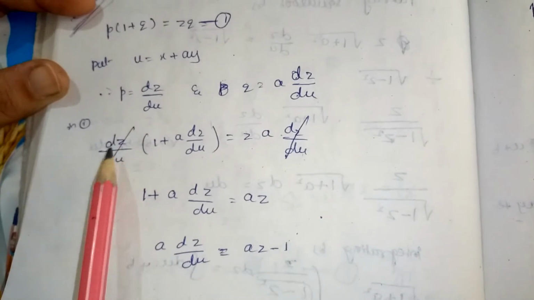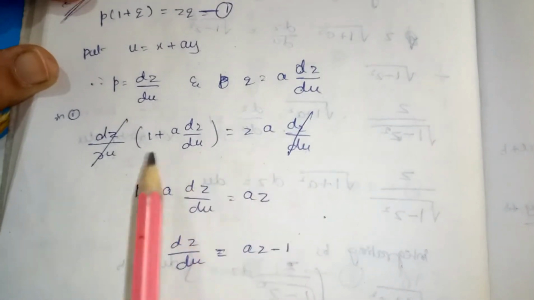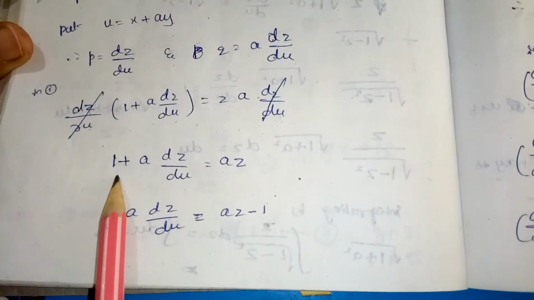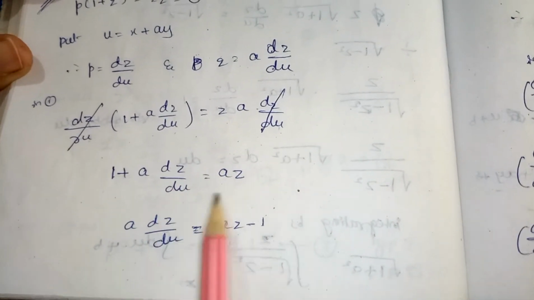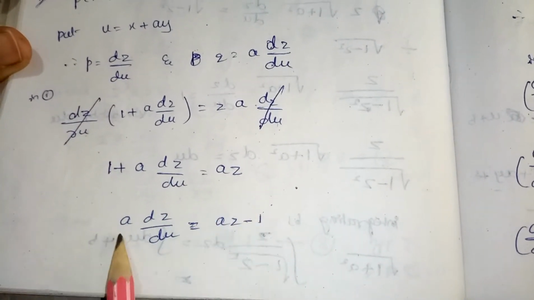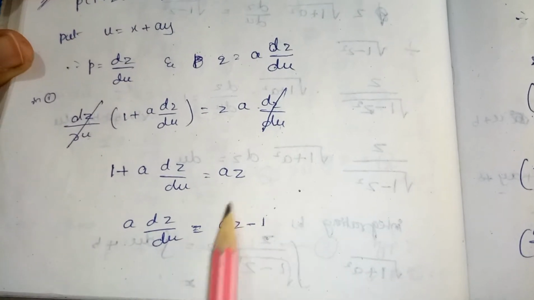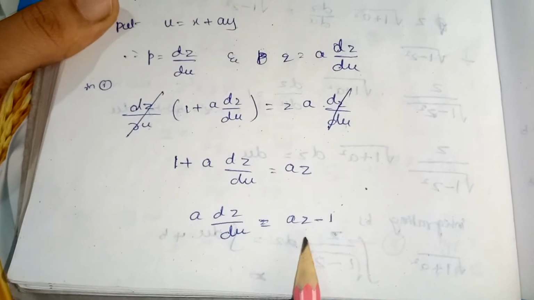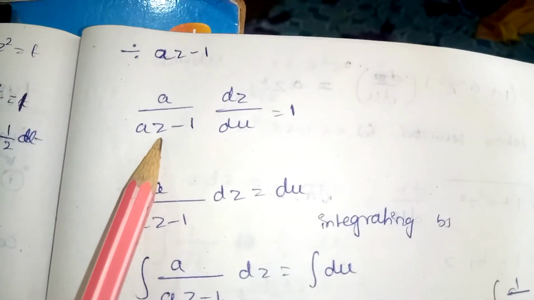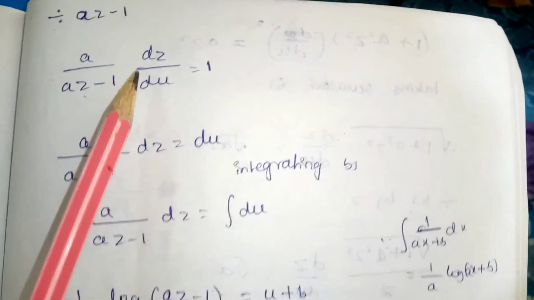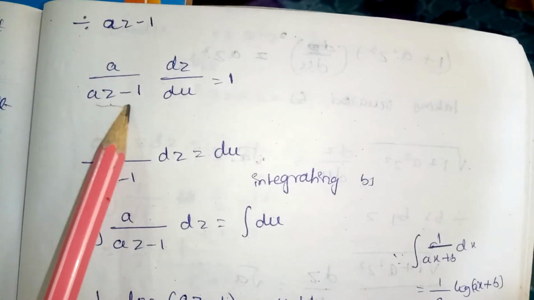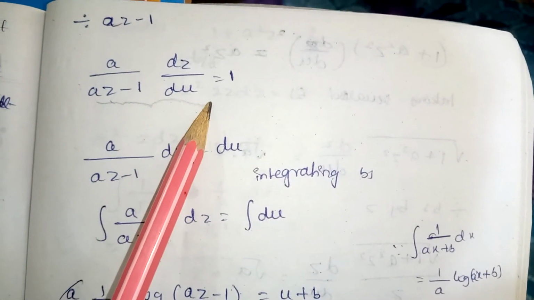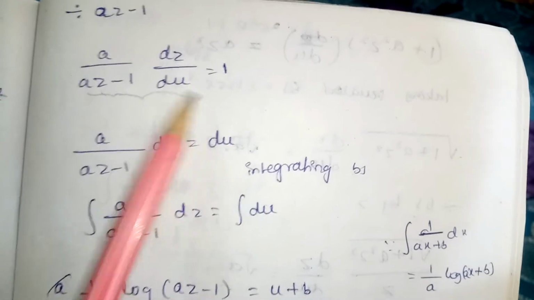On both sides dz by du is present, so cancel. Then the remaining term is 1 plus a into dz by du is equal to az. So a into dz by du is equal to az minus 1. Divide by az minus 1 on both sides, then the equation becomes a divided by az minus 1 into dz by du is equal to 1. Clearly observe that this is an ordinary differential equation. You know how to solve the ordinary differential equation.